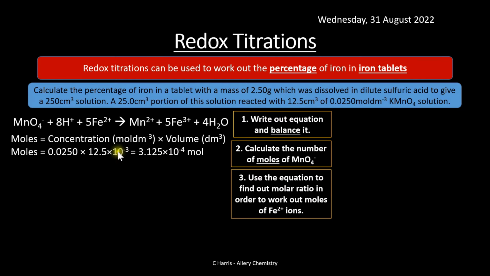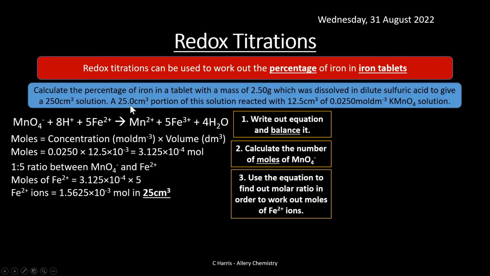So then we're going to use the equation and the molar ratio to work out how many iron 2+ ions we had in our 25 centimeter cubed portion. So that's in your flask, remember, below. So we know we have a 1 to 5 ratio, okay? So then we can multiply the number of moles that we worked out here by 5, and that means we have 1.5625 times 10 to the minus 3 moles in 25 centimeters cubed.